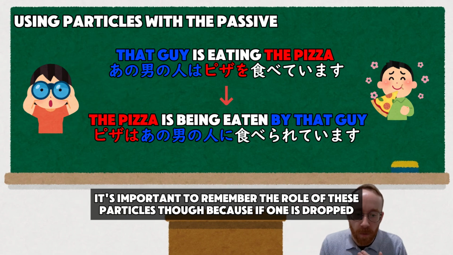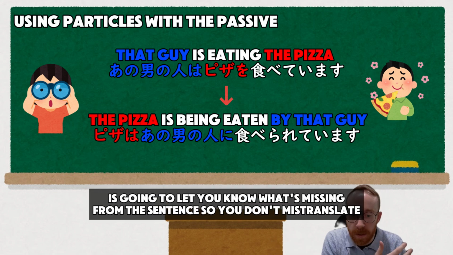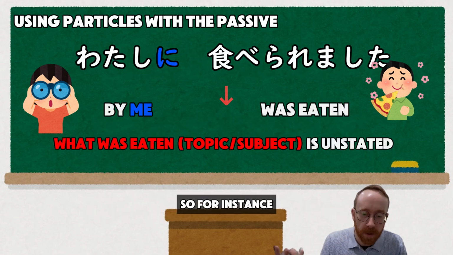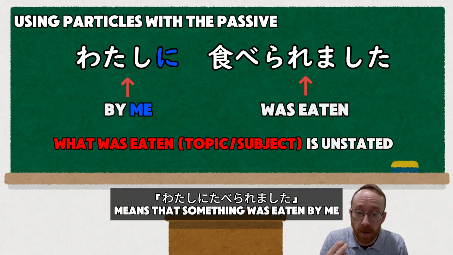It's important to remember the role of these particles, though, because if one is dropped, remembering what the role of them is going to let you know what's missing from the sentence so you don't mistranslate. So, for instance, watashi ni taberaremashita means that something was eaten by me.